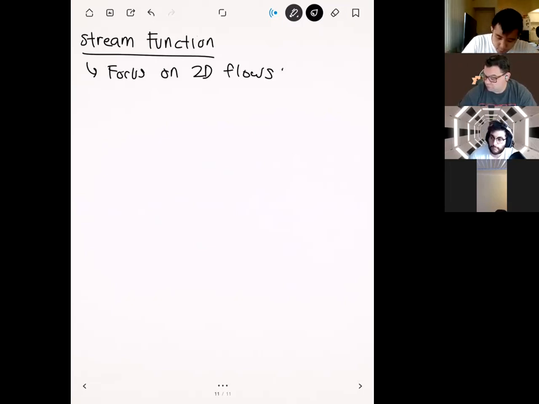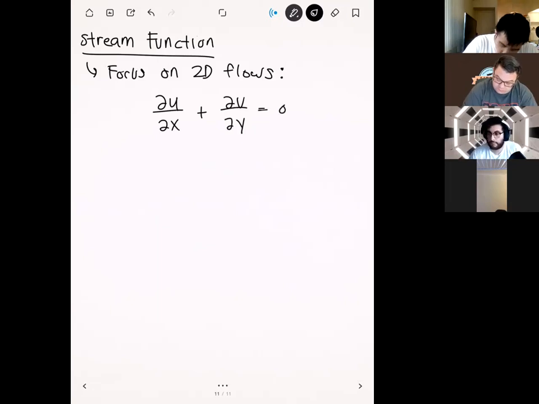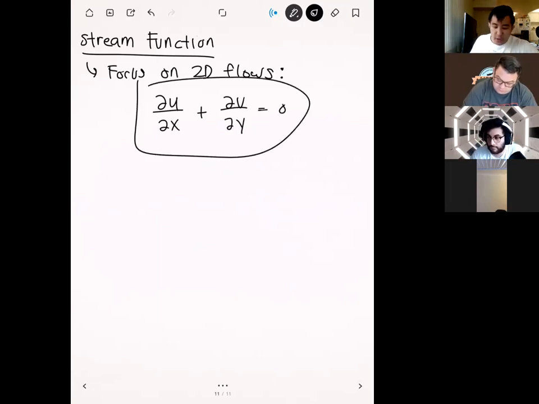And so for 2D flows, our continuity equation simplifies quite a bit. And so we're just going to have 2 terms. Okay? And so we're just going to have du dx plus dv dy is equal to 0. Okay? And so in these situations, we can define a special function that relates the velocities.